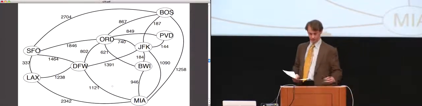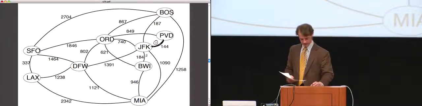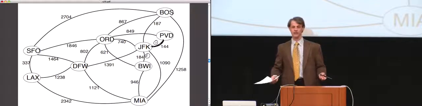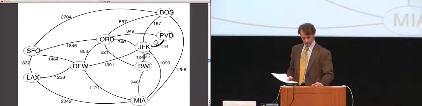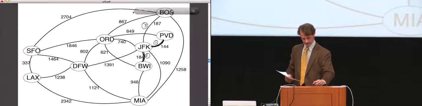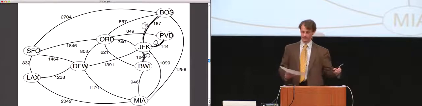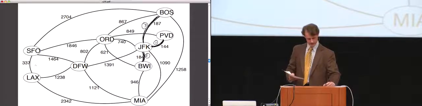We're going to go through the edges one by one, and the very first and smallest edge weight is 144, so we add that first. The second smallest is this 184. Are JFK and BWI already connected? No, they're not, so we add that edge. The third smallest edge is this Boston to JFK edge, which has a cost of 187. Are JFK and Boston already connected? No, they're not, so I add the edge. The fourth smallest edge is San Francisco to Los Angeles. They're already connected? No, they're not, so I add this edge.